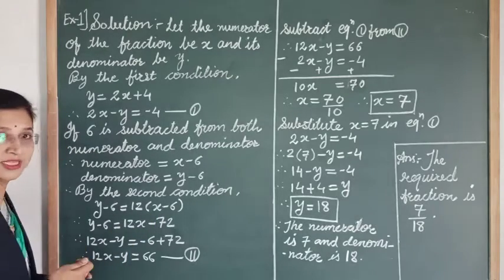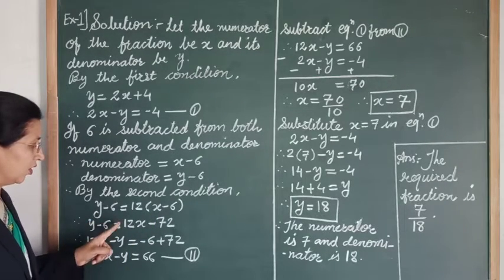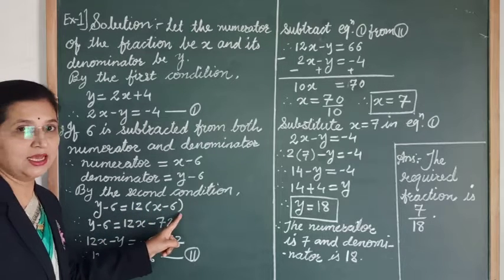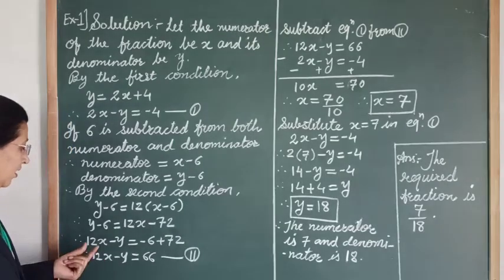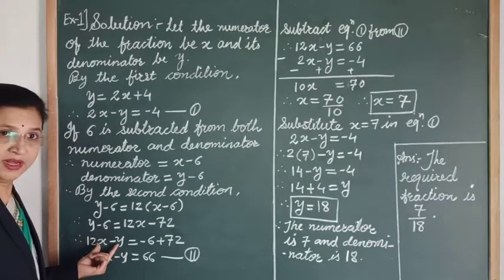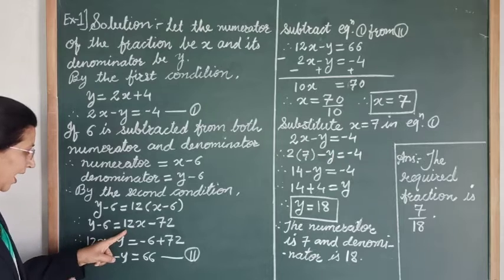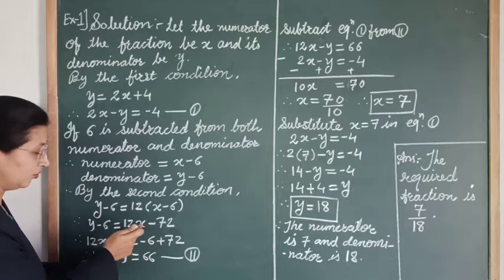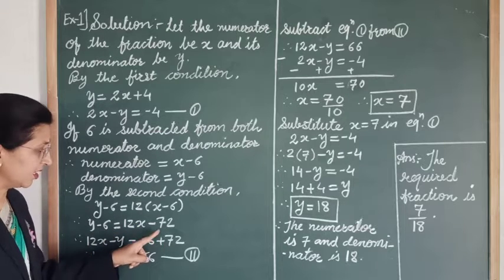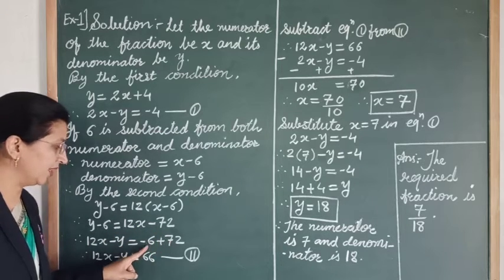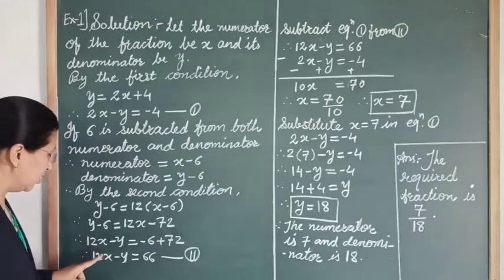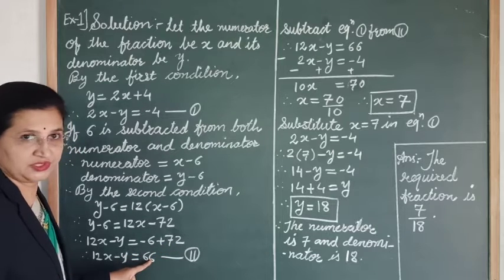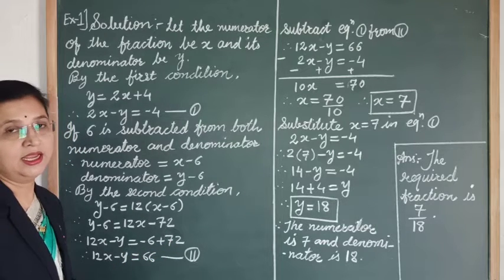Now let's solve this bracket. So y minus 6 is equal to 12 into x, that is 12x minus 12 times 6, which is 72. Now the terms with the variable we will bring together. So 12x minus y is equal to, let's take the 72 with the negative 6. Negative 6 is negative, so it will become positive. Negative 6 plus 72. So 12x minus y is equal to 72 minus 6, that is 66. In this way we got the second equation.